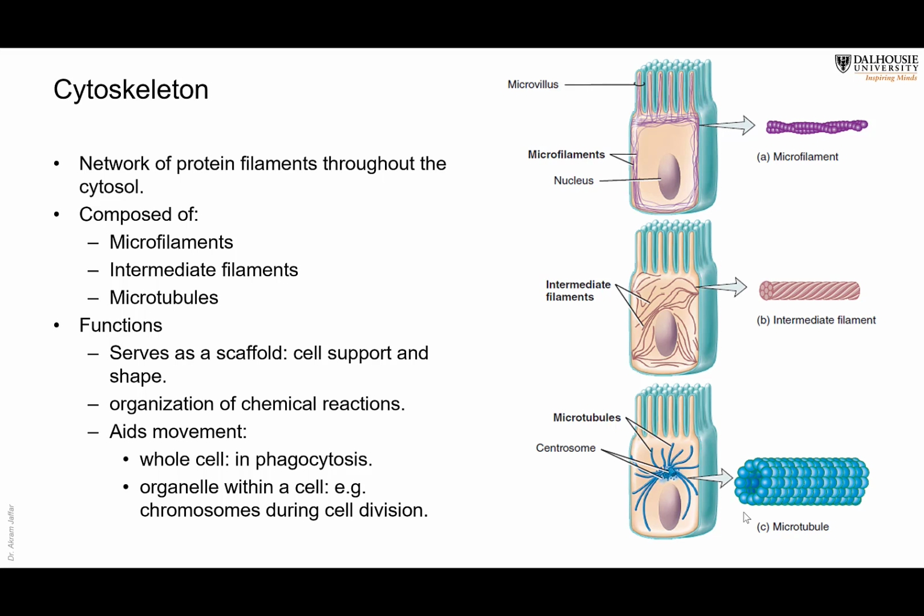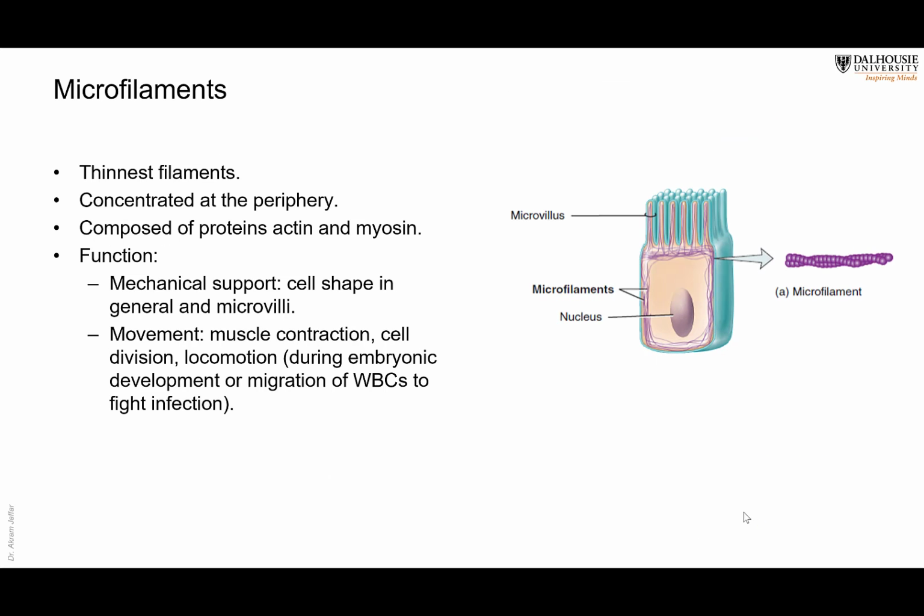And they serve as a scaffold to support the cell shape, organize some chemical reactions, and they are important in motility, either motility of the entire cell or part of the cell, like the cilia or the flagella of the cell, as we will see, or movements that take place in the cell. For example, movements of chromosomes that take place during cell division.